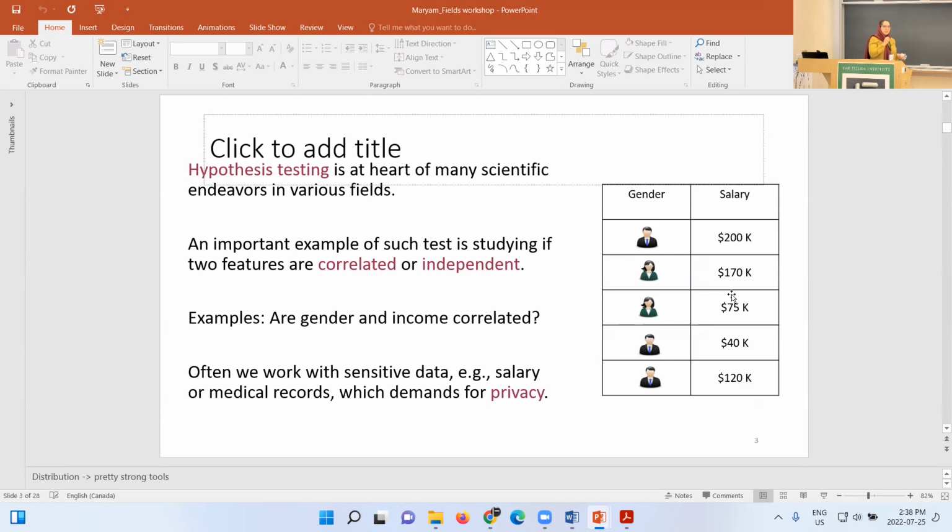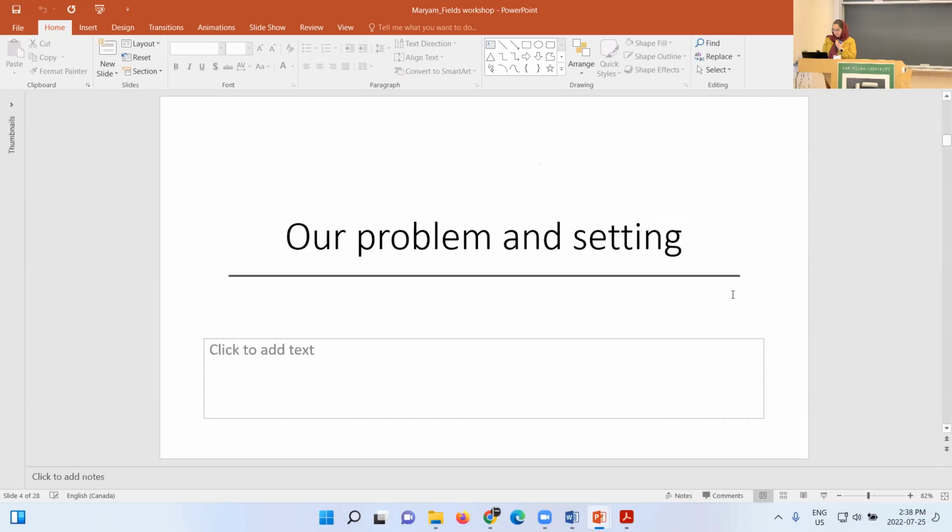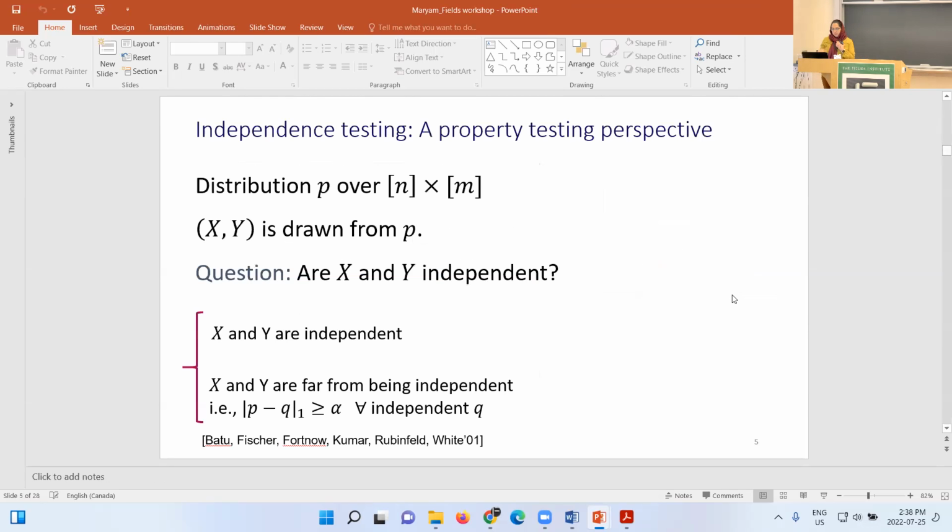Often in these studies, we are working with individuals' data, so we prefer to have algorithms that preserve the privacy of these individuals. Let me try to explain our problem and set up more formally. We're focusing on the independence testing problem.